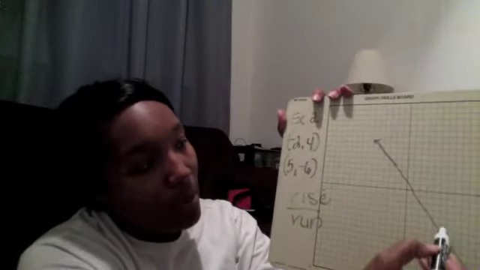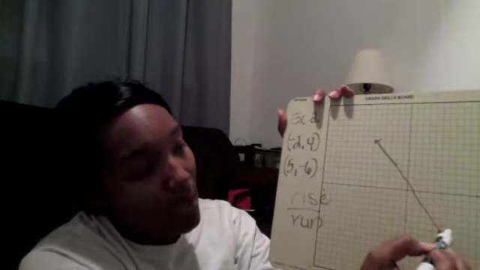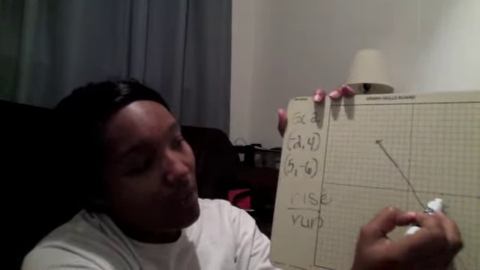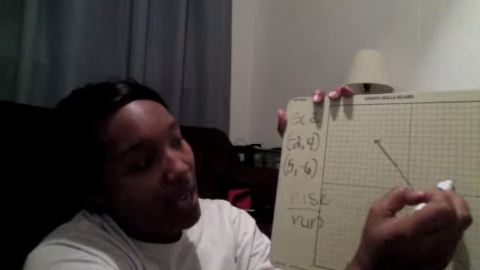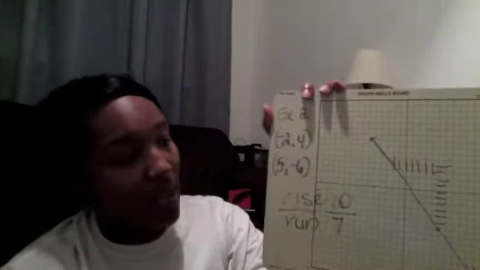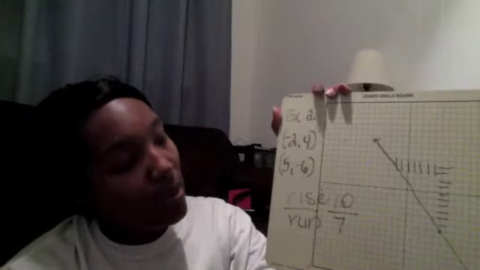Okay? Again, I find the slope by using rise over run. So how many do I rise to this point? Well, 1, 2, 3, 4, 5, 6, 7, 8, 9, 10. And my run to get to this point is 1, 2, 3, 4, 5, 6, 7. Okay, so my slope is 10 over 7.